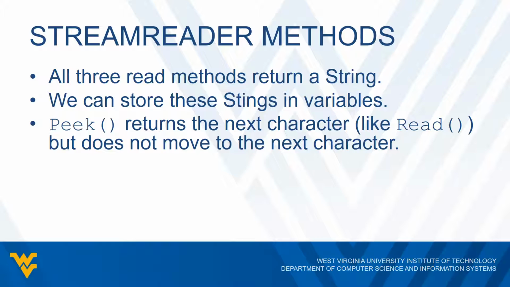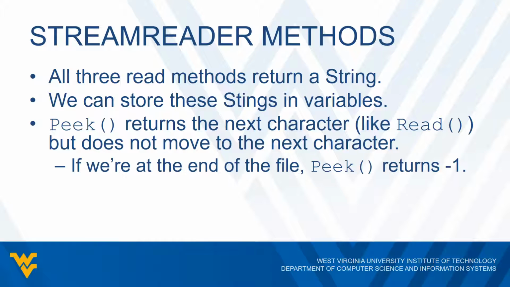Now, how is this useful? Well, let me give you an example. Let's say we're at the end of the file. Peek actually returns -1. So what this means is we could use this Peek method to check to see if we're at the end of the file. So we would check to see, does Peek return -1? If so, then we're at the end of the file. Otherwise, we can keep reading.